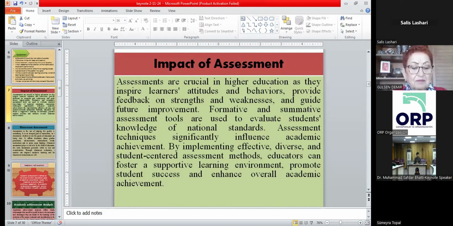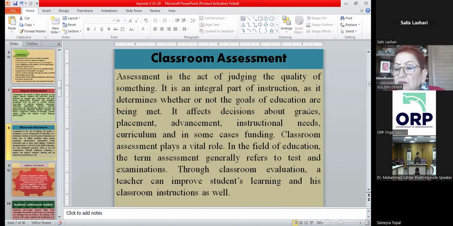Formative and summative assessment tools are used to evaluate students' knowledge of national standards. Assessment techniques significantly influence academic achievement. By implementing effective, diverse, and student-centered assessment methods, educators can foster a supportive learning environment, promote student success, and enhance overall academic achievement. What is classroom assessment?